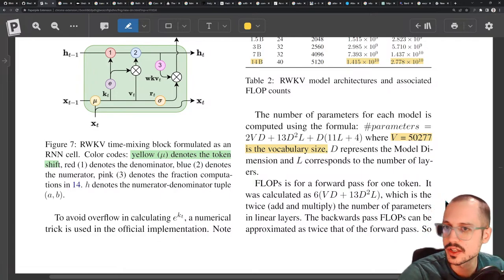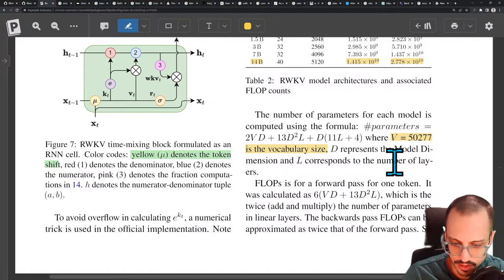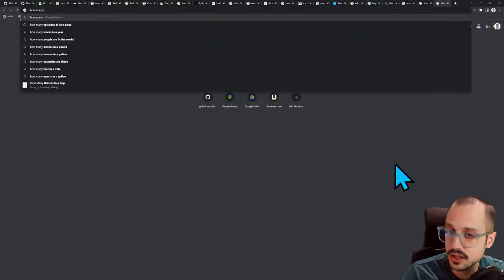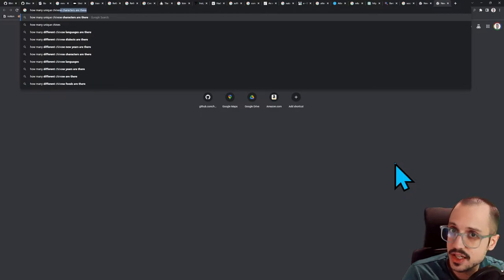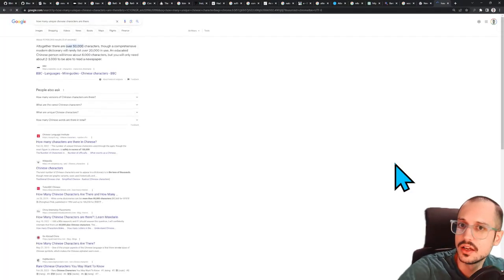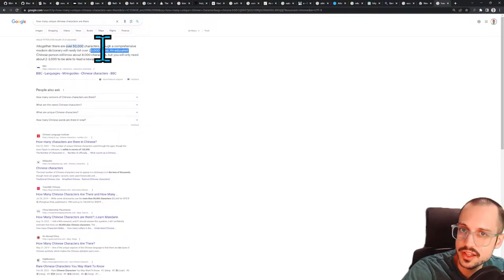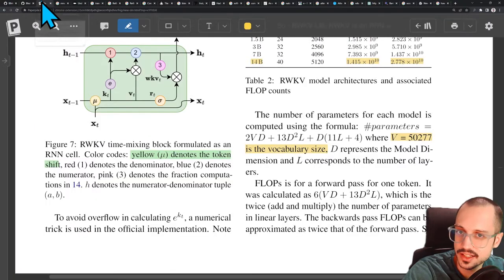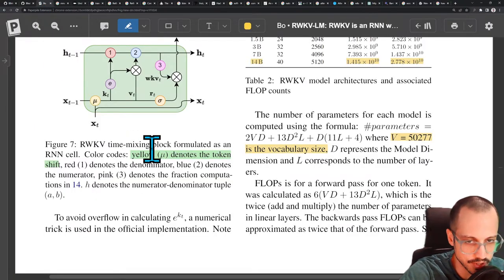RWKV, it's Chinese characters. How many unique Chinese characters are there? Modern dictionary has about 20,000. Educated Chinese, it's basically 10,000 characters roughly. That seems like the right order of magnitude, so it's probably just English characters plus Chinese characters.